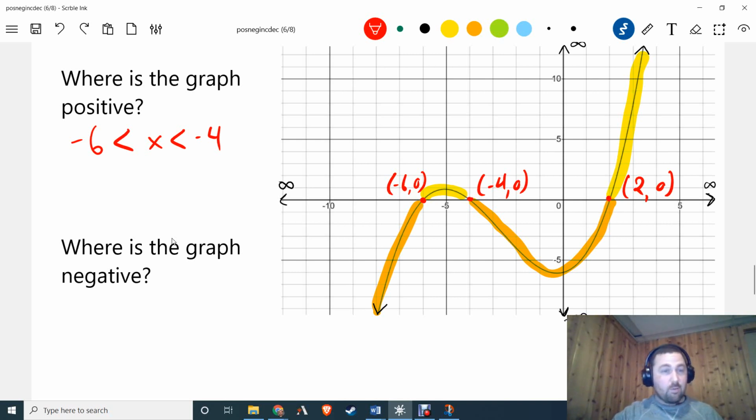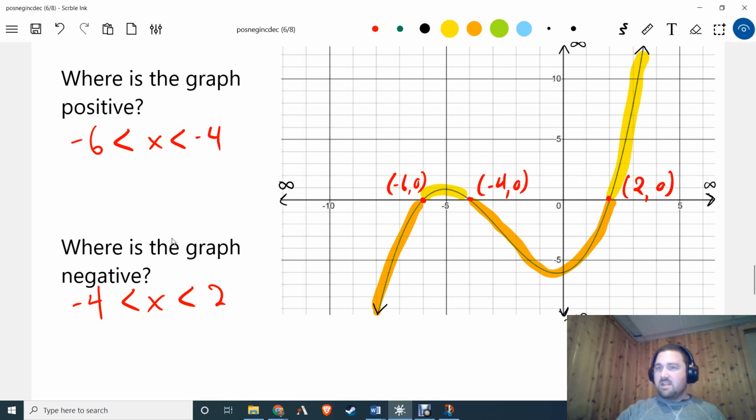Same thing for where the graph is negative. Every x value along this part of the graph has a negative y value. And so we would say, from -4 is less than x is less than 2. This is the less than symbol. So we're done, except we're not, because we have this part down here.